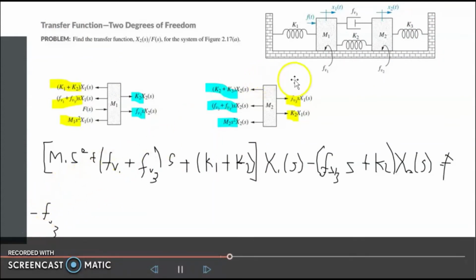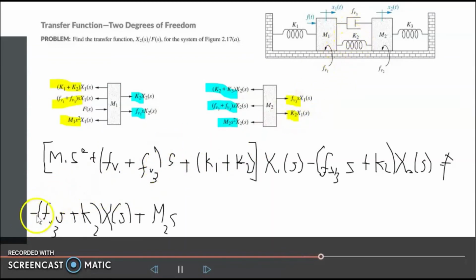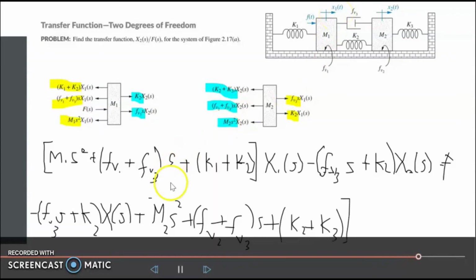Now if you could see here, we're looking at M2. We want to list down all the forces in the second equation. The ones relative to the displacement of X1 are only the damper Fv3 and K2, so always put a negative here because we're looking at M2. And then we imagine that M2 is moving to the right, and we look at the terms relative to the X2 displacement.